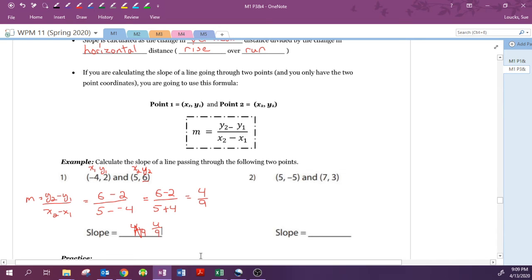All right, second example. Same thing, I'm going to write in my x1, y1, x2, y2. Really, please just do that, okay? So m equals y2 minus y1 over x2 minus x1 is 3 minus negative 5 over 7 minus 5. This is 3 plus 5 over 7 minus 5 equals 8 over 2, which reduces to 4. All right, so the slope on that one is 4.